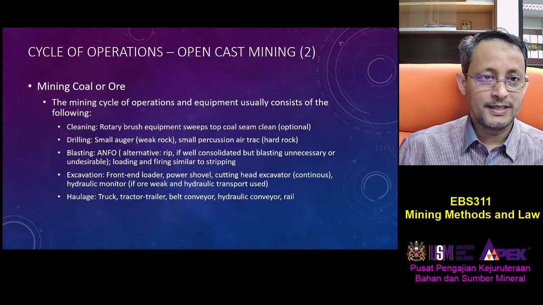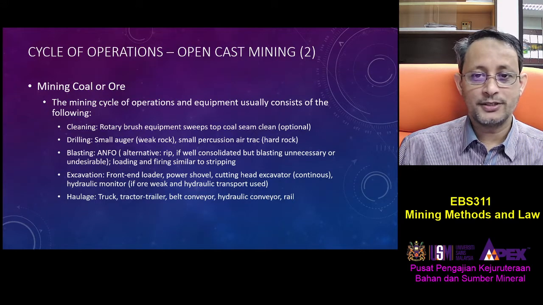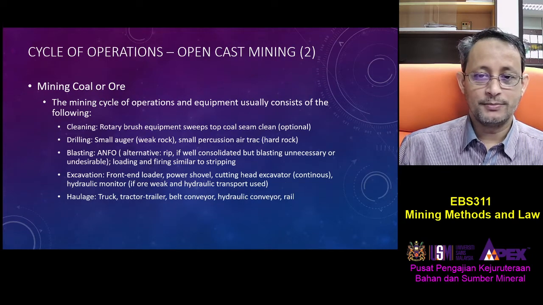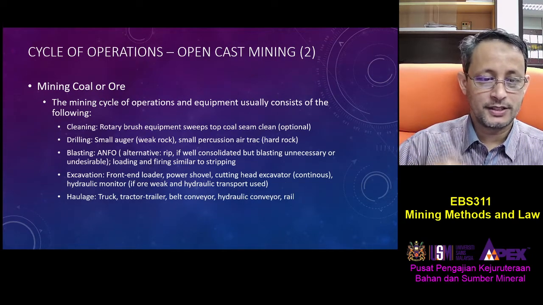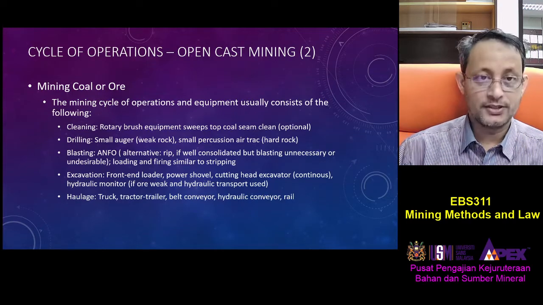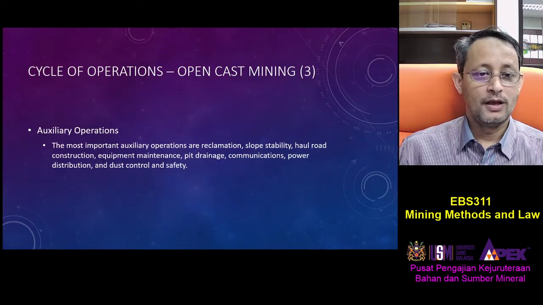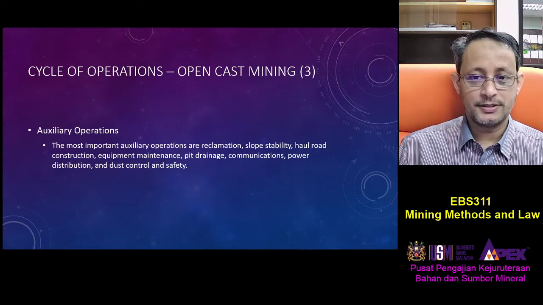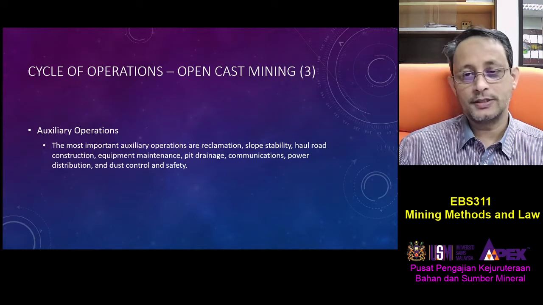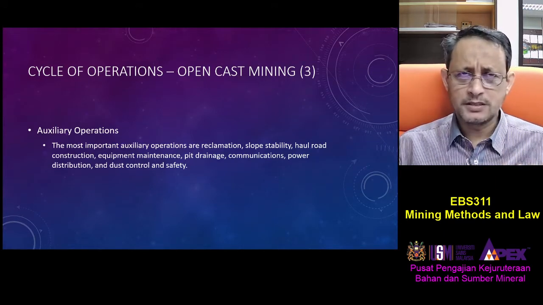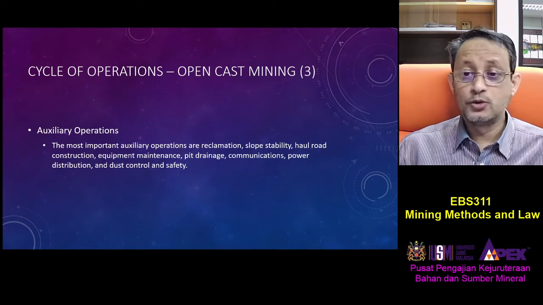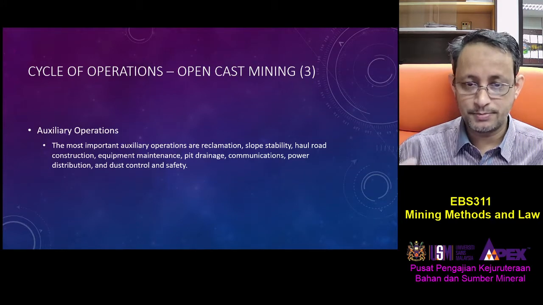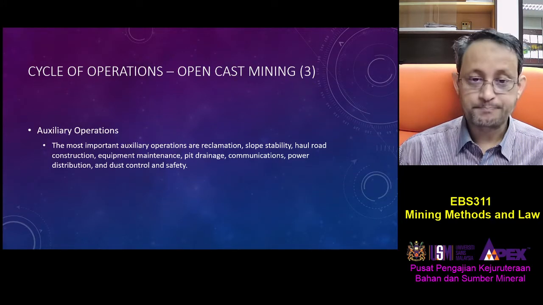Okay, mining coal or ore. So the mining cycle of operation and equipment usually consists of the following. So you clean the equipment accordingly, and then you drill, blast, and for excavation and haulage. So this is detailed from the previous slide I mentioned earlier. I did highlight this auxiliary operation. That means the most auxiliary operation is reclamation. Slope stability you kena jaga sebab dia melibatkan some loose material as well. So haulage road has to be well maintained, equipment maintenance, pit drainage dan sebagainya.